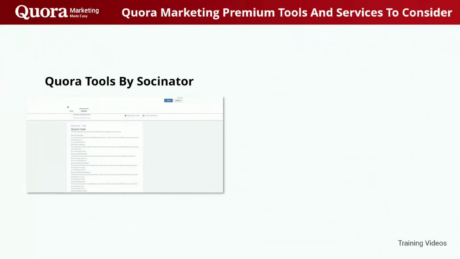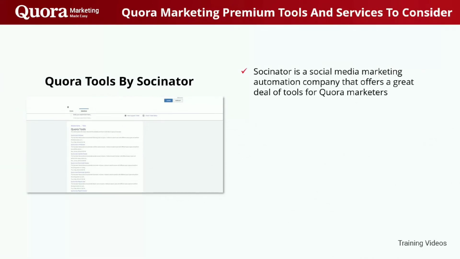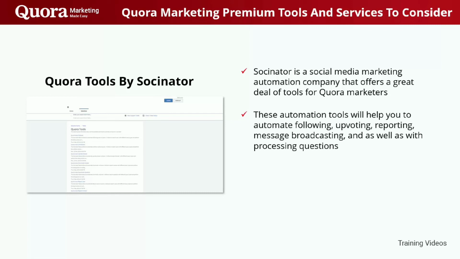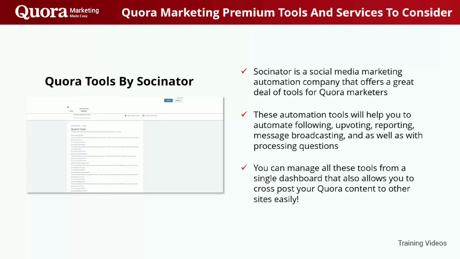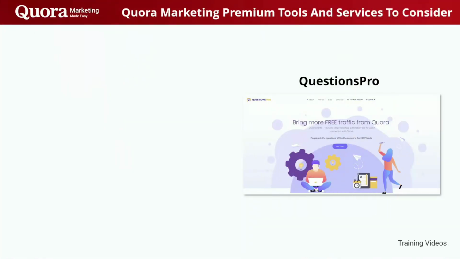Fast. Quora Tools by Socinator. Socinator is a social media marketing automation company that offers a great deal of tools for Quora marketers. These automation tools will help you to automate following, upvoting, reporting, message broadcasting, as well as processing questions. You can manage all these tools from a single dashboard that also allows you to cross-post your Quora content to other sites easily.